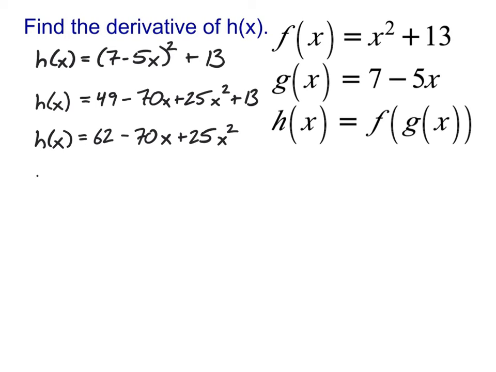All right. So now that we are here, though, we can go ahead and find our derivative, and whichever way you approach it, your simplified derivative will be the same thing. So the derivative of 62, of course, is 0. The derivative of negative 70x is negative 70. And then the derivative of 25x squared is 50x. And so that would be your final answer.